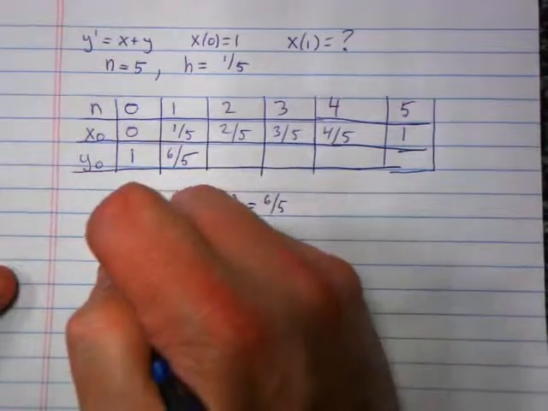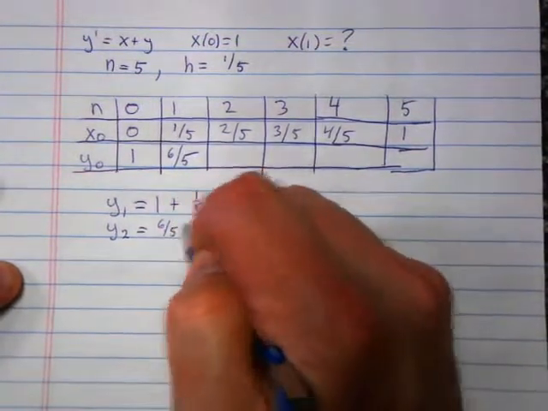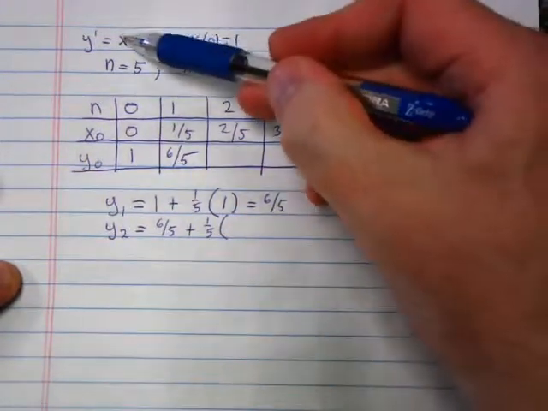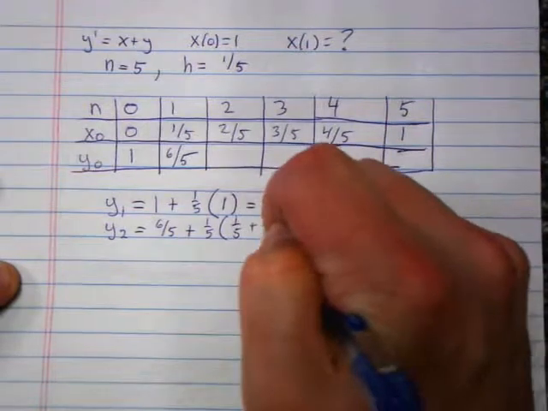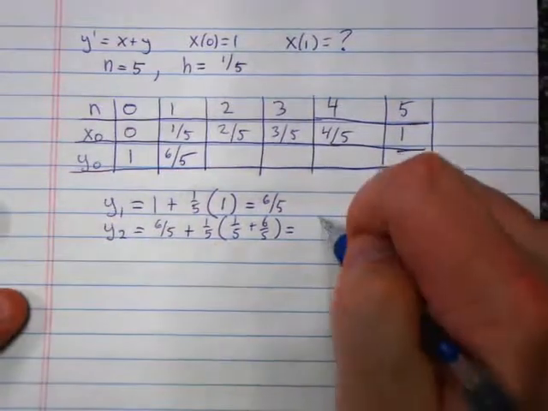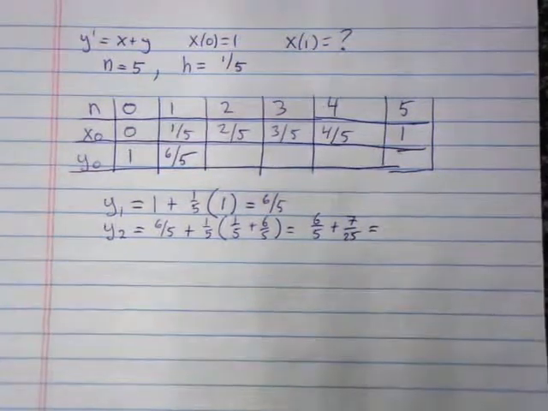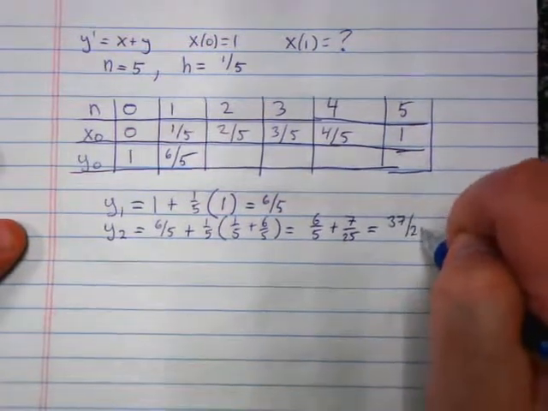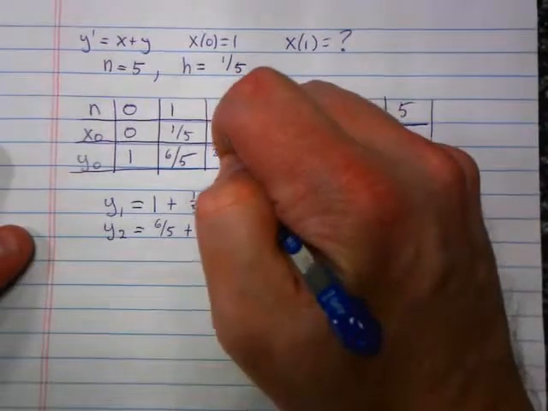To compute y sub 2, we take y sub 1, that was 6/5, plus 1/5 times x plus y, so that's 1/5 plus 6/5. What's that? 7/5. 7/5 times 1/5 is 7 over 25. Get a common denominator and add, you get 37 over 25.